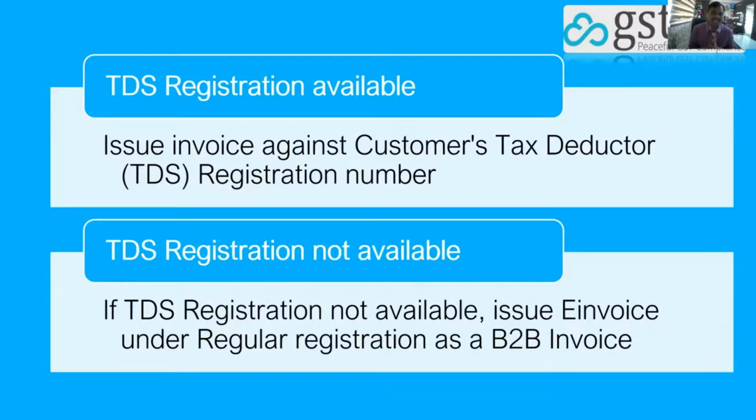Very important: if the government is not liable to do the TDS and it is also not having a regular registration number, then the e-invoice is not applicable when you are making a supply to a government. So it is not necessary that for all government supplies e-invoice is applicable. E-invoice is applicable only when the government is having a regular registration number or a TDS registration number.